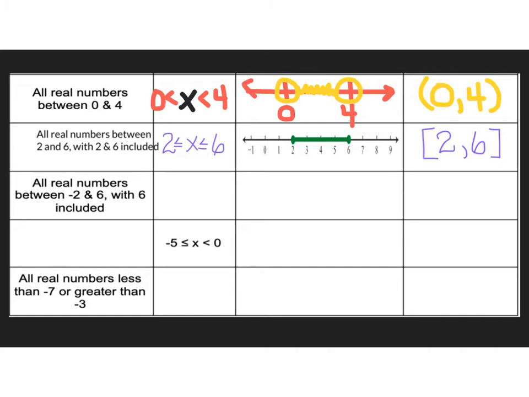You can see the solution set on your screen. I suggest pausing the video and trying the next 3. The very last one might be a little tricky, but give it your best shot.